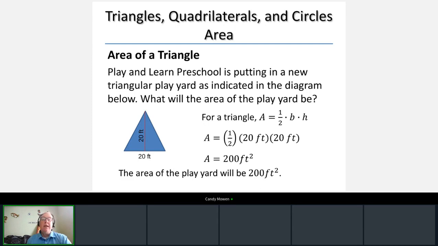For the triangle, A equals 1/2 B times H. Okay, we have 1/2, 20 feet is the base, 20 feet is the height. Multiply 20 times 20 is 400. Half of that is 200. If we're finding the area, remember the units of the final answer are always square units. So then the area of the play yard will be 200 square feet.